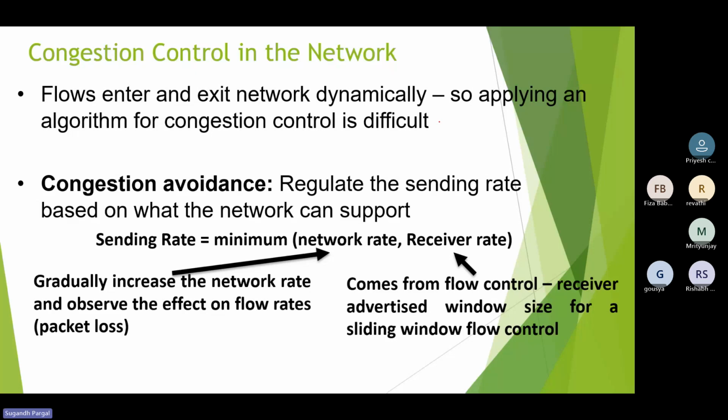But before the congestion occurs, you can avoid it by a congestion avoidance algorithm, in which you regulate the sending rate based on what the network can support. So the sending rate is the minimum of the network rate and the receiver rate. The network rate is a gradual increase, observing the effect on flow rates. If there is a gradual increase in the network rate and it observes packet loss, that means congestion will occur. And the receiver rate comes from flow control, that means the receiver advertises the window size for the sliding window flow control. So the minimum of the two, the network rate or the receiver rate, decides the sender's rate.